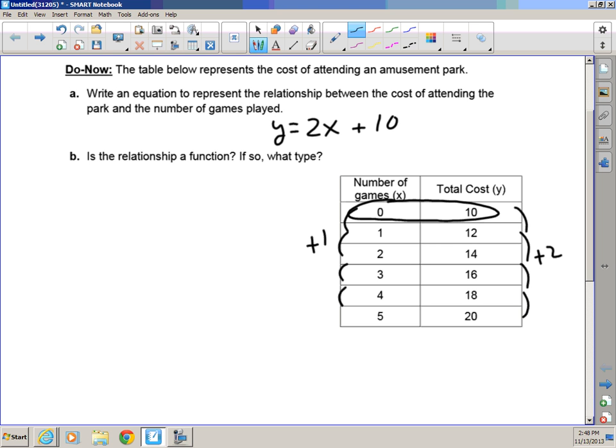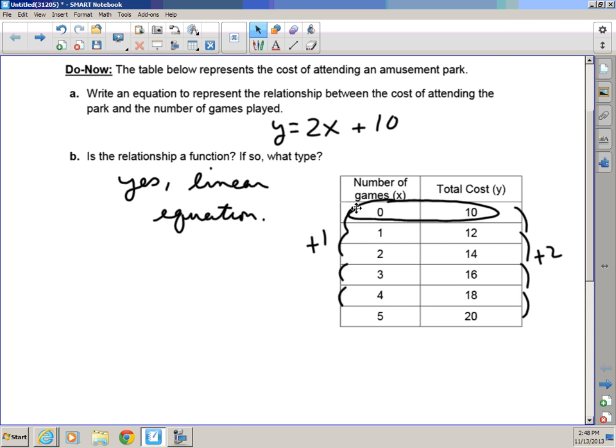Is the relationship a function? Yes, because every x input has only one y output. Or you know it's a function because it's a linear equation. And as long as the line is a non-vertical line, and we know this would be a diagonal line because it has a slope of 2, we know it is a function.